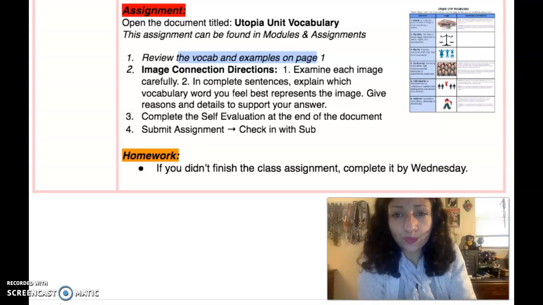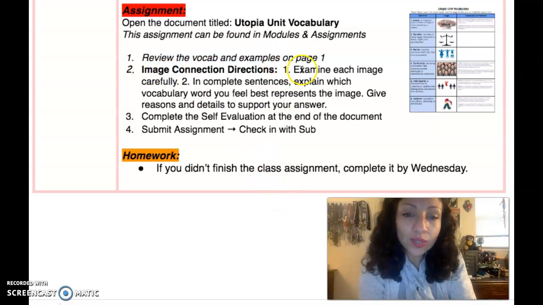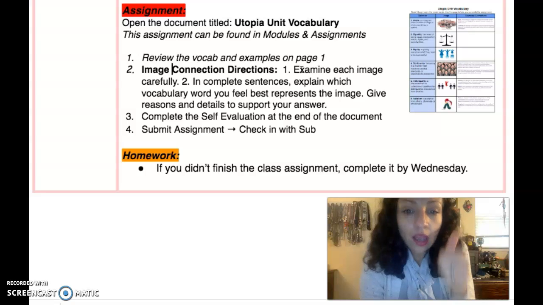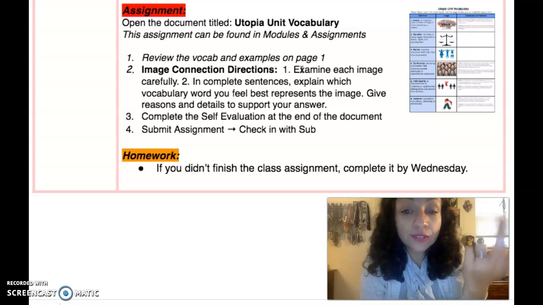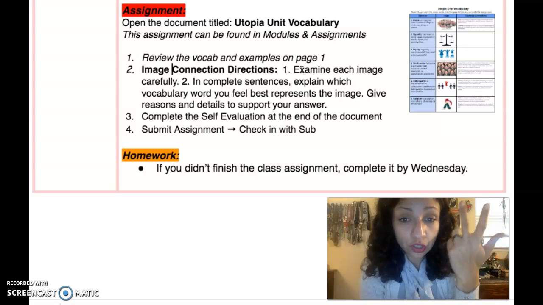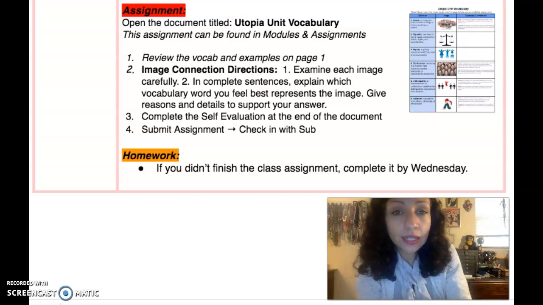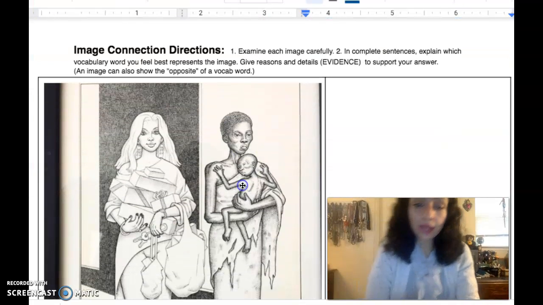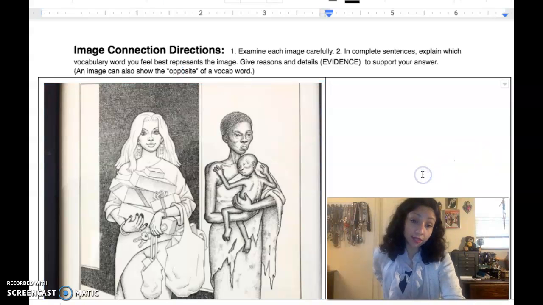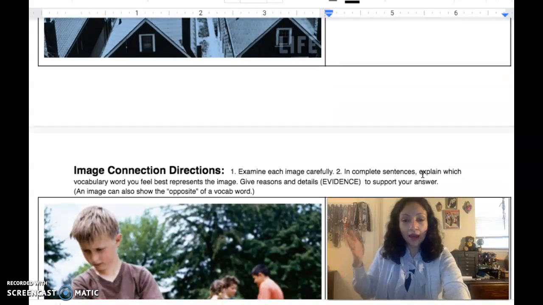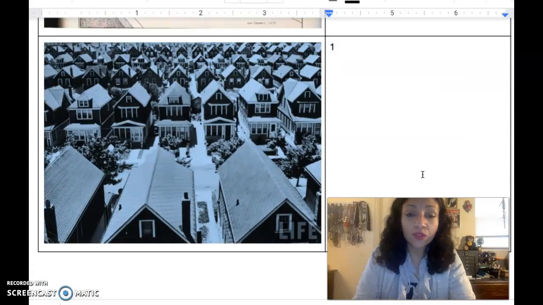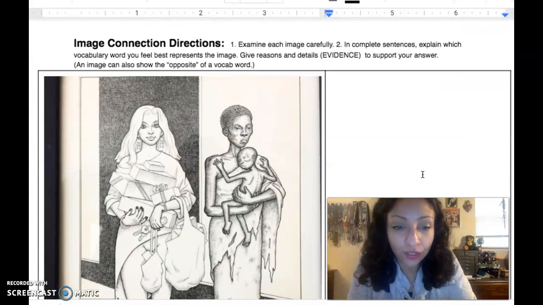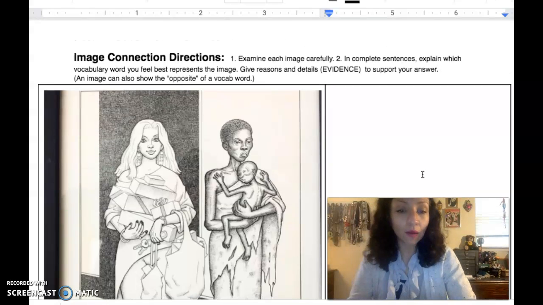Okay, step 2. Step 2 is to examine each image and in complete sentences, explain which word represents the image and give reasons and details to support our answer. So that means providing evidence, right? So if we take a look, this is the only image that you don't have on your assignment. That one is for me to specifically do the example with. But you do have the rest of these, images 1 through 6. There's only 6, so it's not too bad. Now, there's not one specific vocab word for each image, so you can definitely talk about more than one.